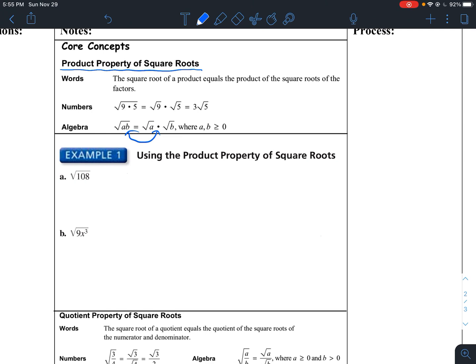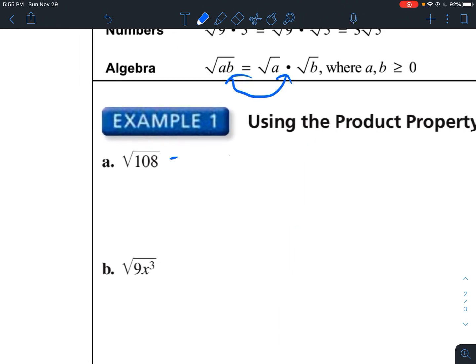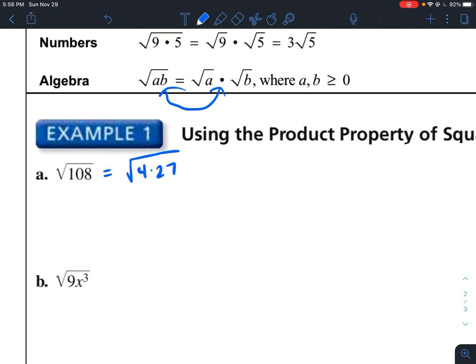So we have the square root of 108. Now can we simplify this? Can we break 108 into factors? So let's think about it. What can we divide 108 by? Can we divide that by, let's say, 4? So we can. This is equal to 4 times 27. So knowing that, by this rule up here, this is equivalent to the square root of 4 times the square root of 27. And the square root of 4 is equal to 2. So we have 2 times the square root of 27.